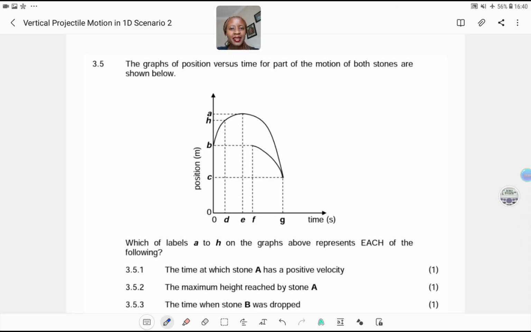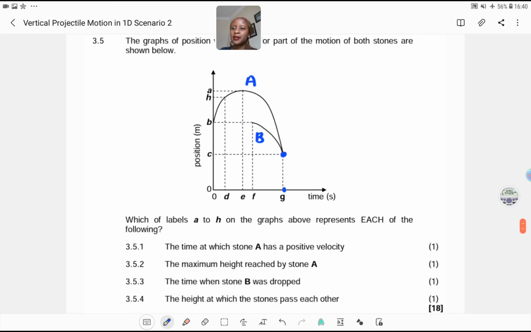Now we're going to have a look at the last question, 3.5. Here it says the graphs of position versus time for part of the motion of both stones are shown below. So basically just looking at this, which do you think is stone A and which is stone B? I think it's quite obvious. Stone A is that one, it takes that motion, and stone B is this one. Here is where they met, I think 29.74 meters above ground. And then they go together to the ground.